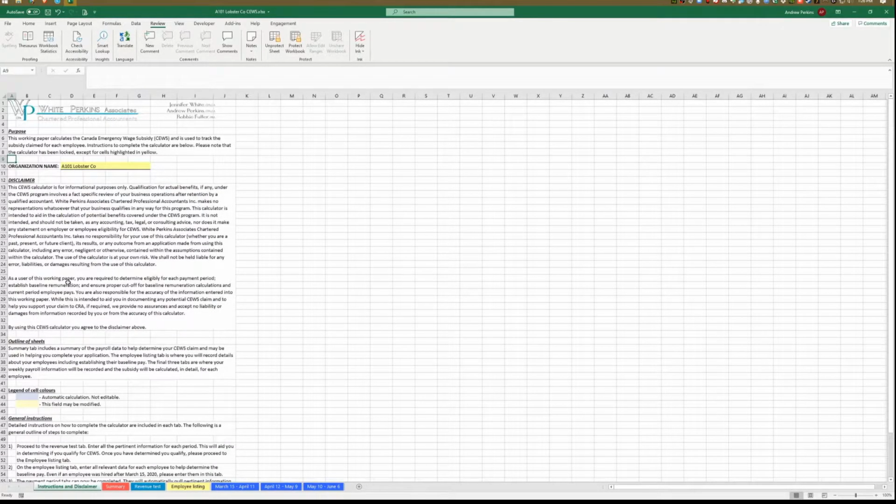I do just want to highlight the disclaimer. This is a calculator we have made available for free. If you are going to use this, you are agreeing to the terms and conditions of this calculator that essentially White Perkins Associates Chartered Professional Accountants Inc. does not take responsibility for any liability that may result as a result of using this calculator.